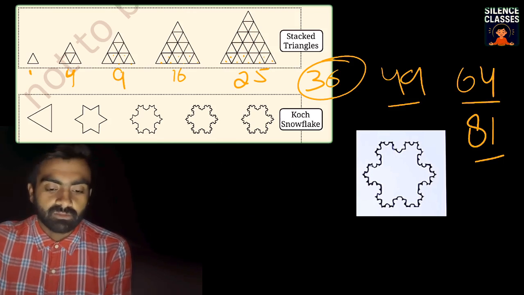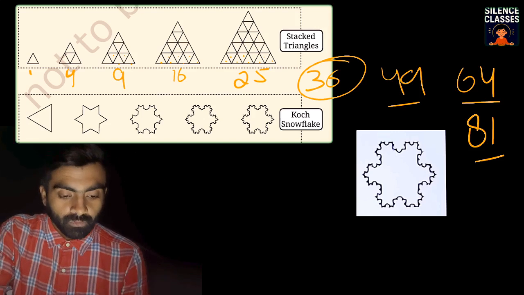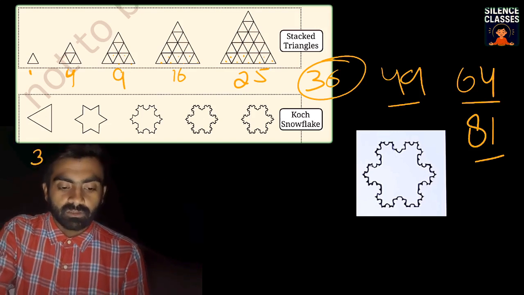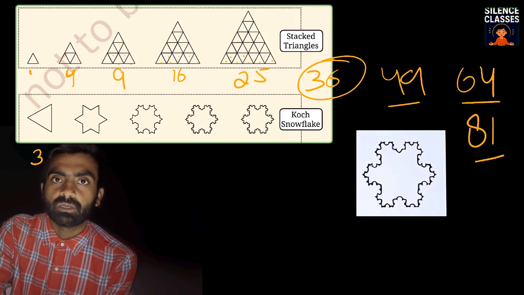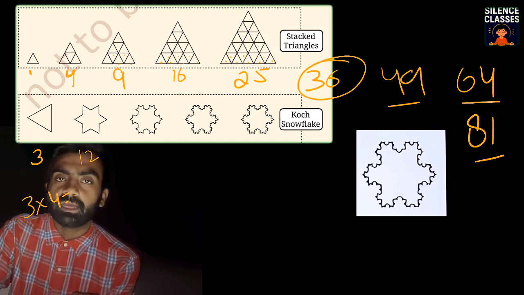Okay, now let's talk about snowflakes. I have told you that over here there are 3 lines. Over here one line has been converted to 4 lines. So we will get 3 multiplied by 4. So 3 4s are 12, which means altogether 12 lines are over here.